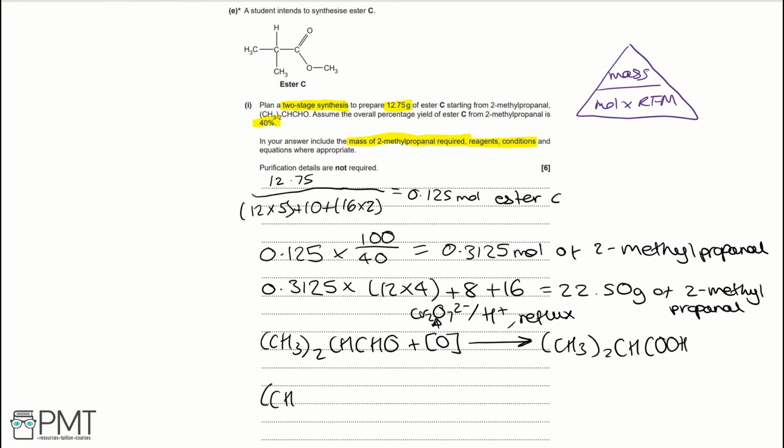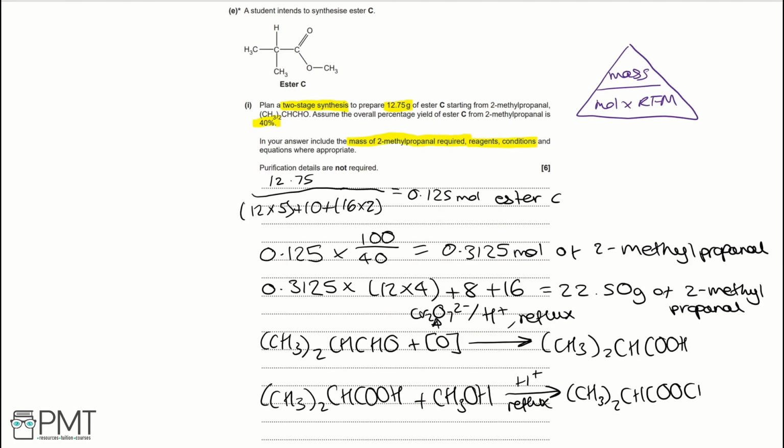Then we're going to write our equation with the carboxylic acid producing our ester. We're going to have (CH3)2CHCOOH plus CH3OH. So this is plus an alcohol. A carboxylic acid plus an alcohol produces an ester, but we need an acid catalyst and to conduct this under reflux. So we're then going to form our ester C, so that would be (CH3)2CHCOOCH3 plus H2O as our second product.